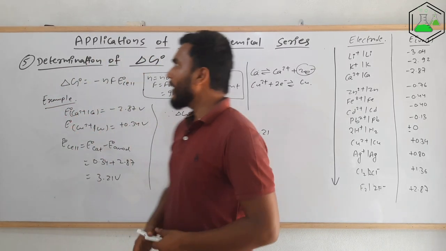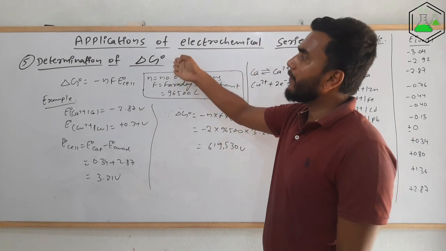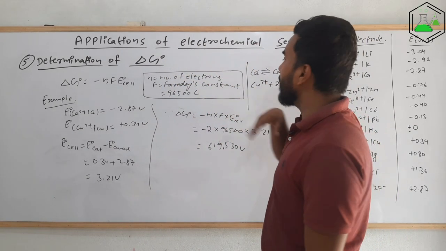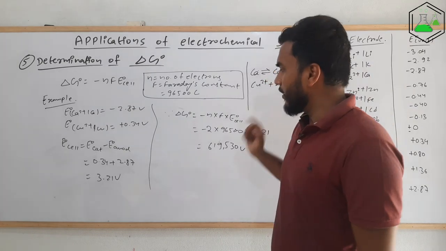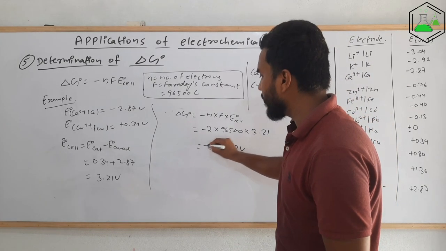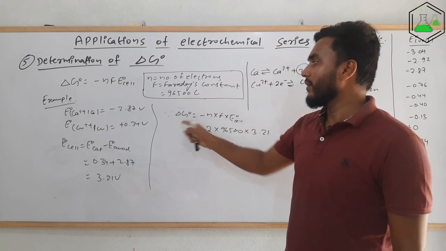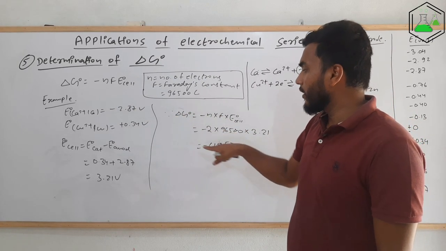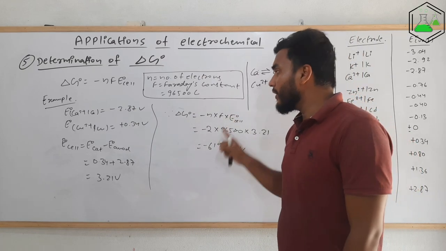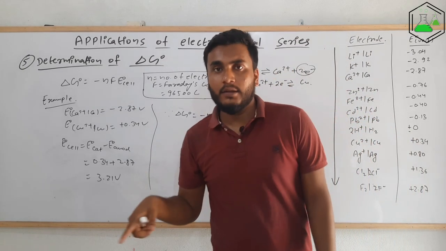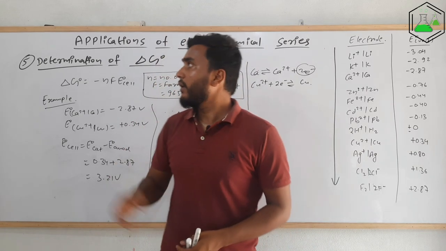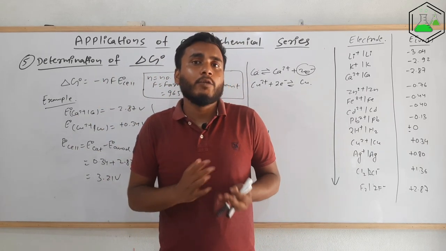So in this way, we can calculate the value of standard free energy change of any cell by using the electrochemical series. And in this case, we got this value. Sorry, there should be a minus sign as well. So this is the value of standard free energy change. And as the value of del G naught is negative, obviously this is a spontaneous or feasible reaction. So this is the fifth application of electrochemical series.